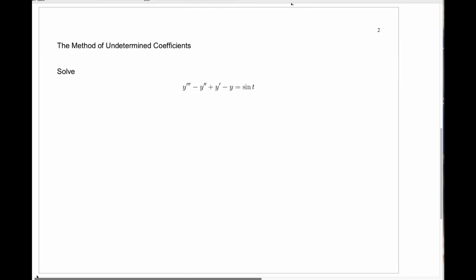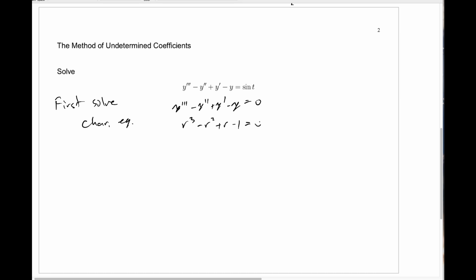Let's go through one more example. Try to be quicker with this one. How do we solve y triple prime minus y double prime plus y prime minus y equals sine t? Again, we first solve the homogeneous, which has characteristic equation r cubed minus r squared plus r minus 1 equals 0.